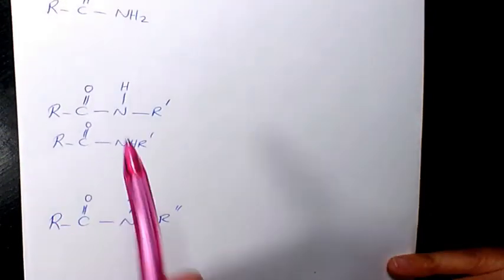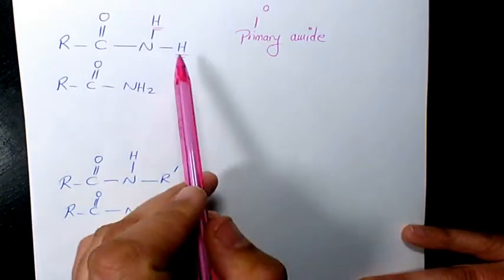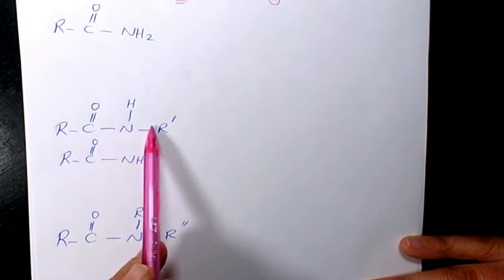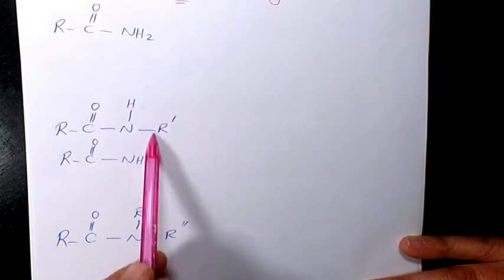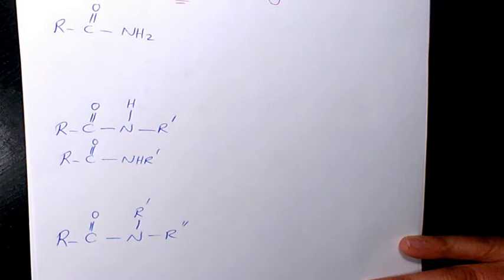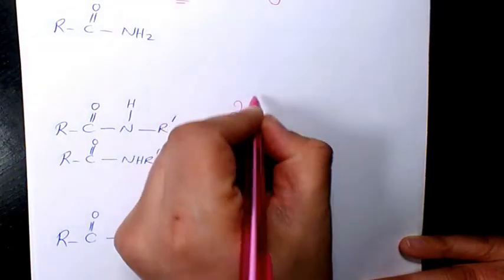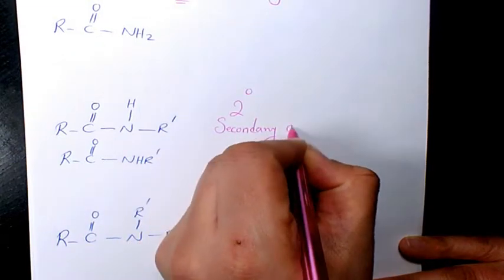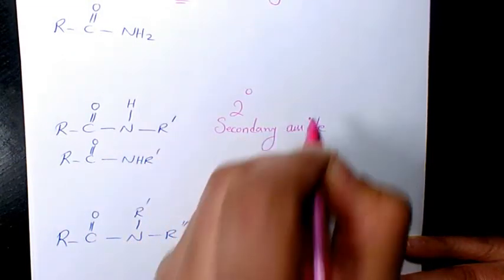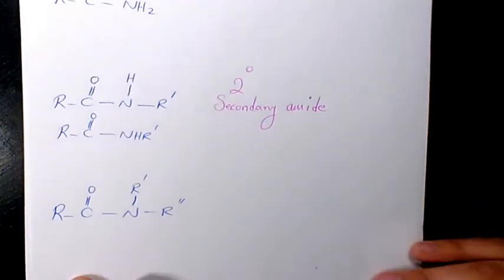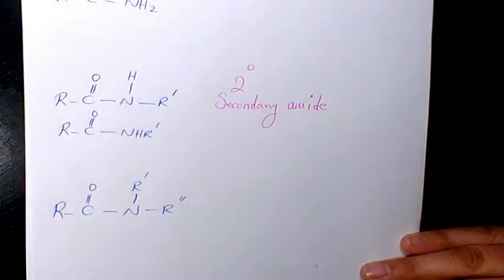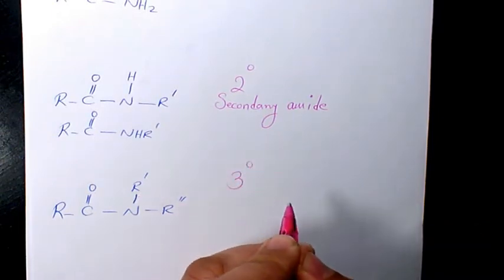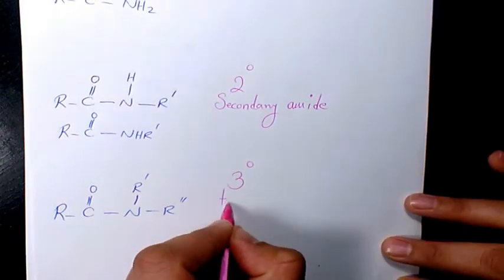Second structure, as you see here, one of these hydrogens is already substituted, and we have exactly the same thing, but instead of one of the H we have another alkyl or aryl group. This one is called a secondary amide. And the last one is where all hydrogens are substituted, both of them here, and that's called a tertiary amide.